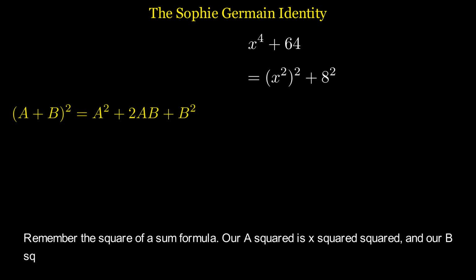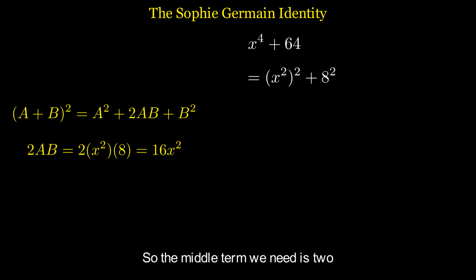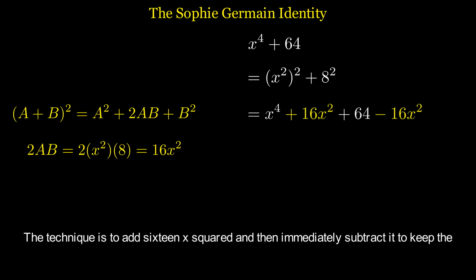Remember the square of a sum formula. Our a squared is x squared squared, and our b squared is 8 squared. So the middle term we need is 2 times x squared times 8, which is 16x squared. The technique is to add 16x squared and then immediately subtract it to keep the expression balanced.